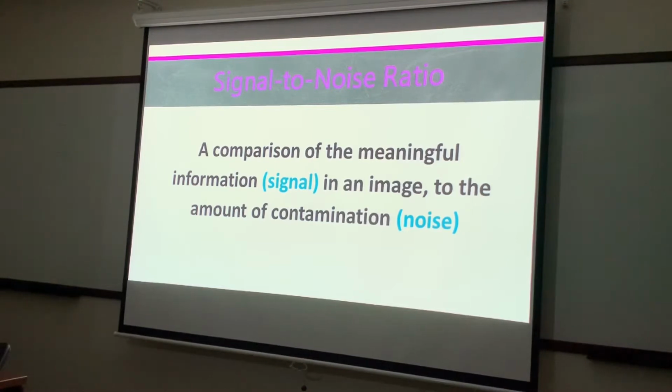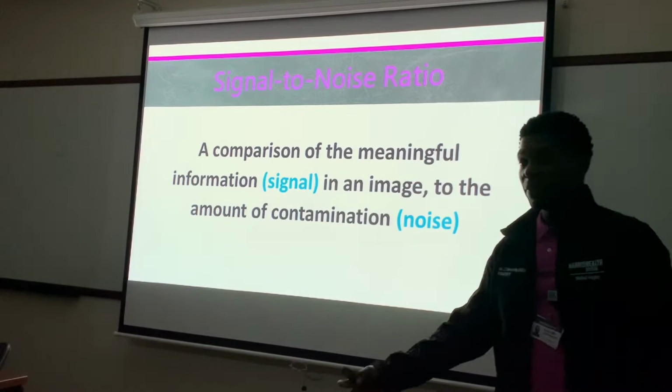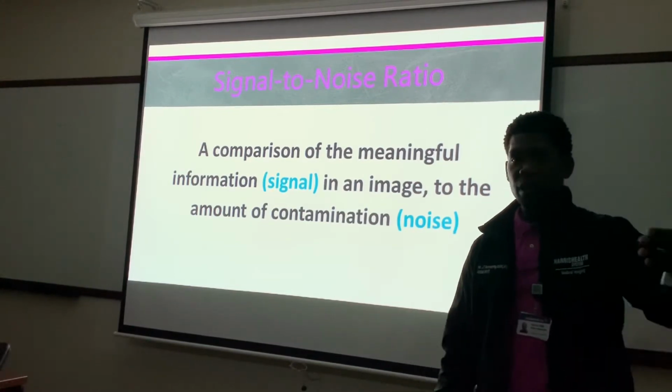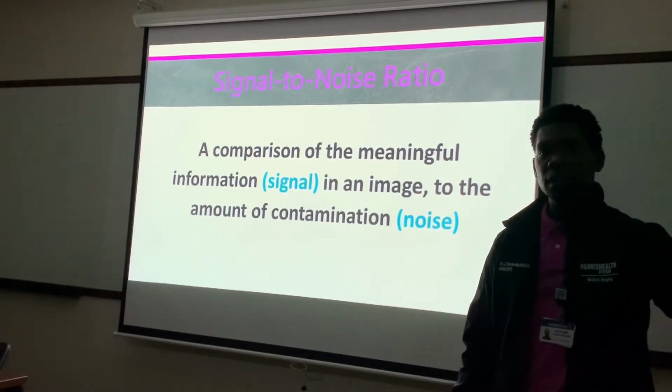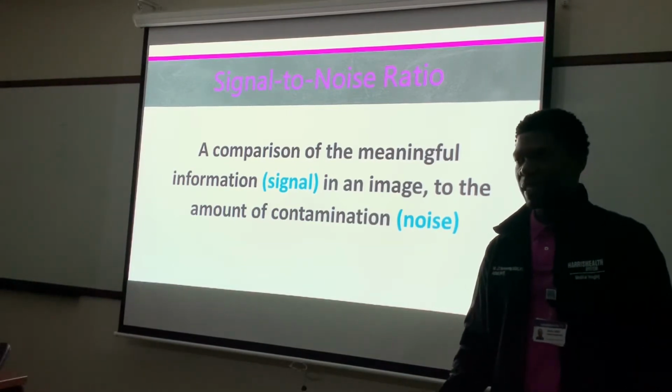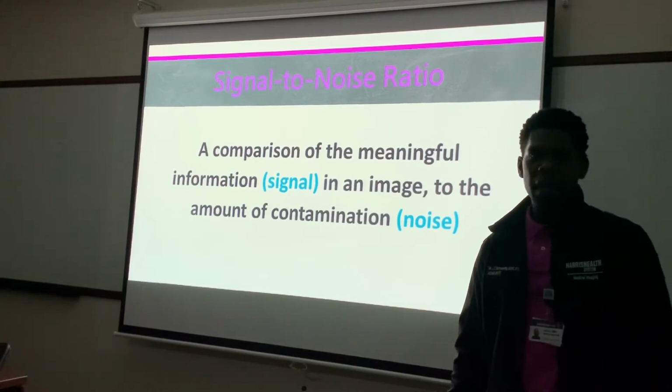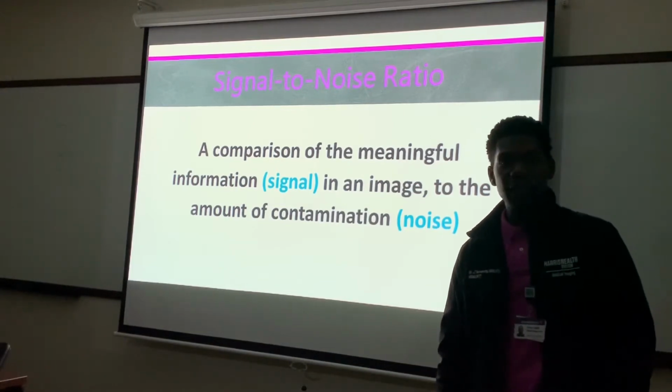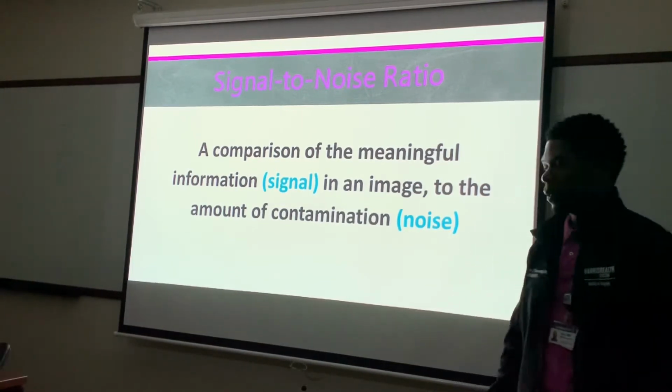Okay. So again, the signal to noise ratio is just a comparison of meaningful to meaningless information. Meaningful information is our signal. That's what we want to see. Meaningless information is our noise. That's our contamination. That's what we don't want to see. It's obscuring our visualization of meaningful information.